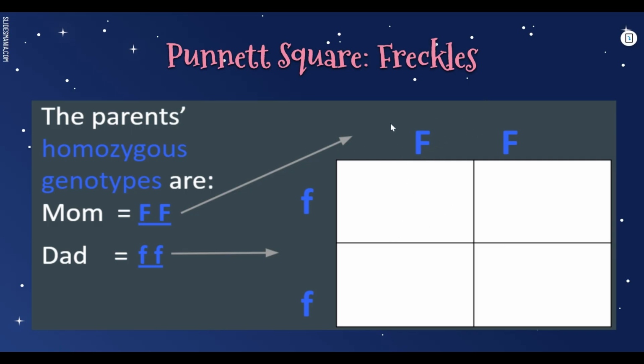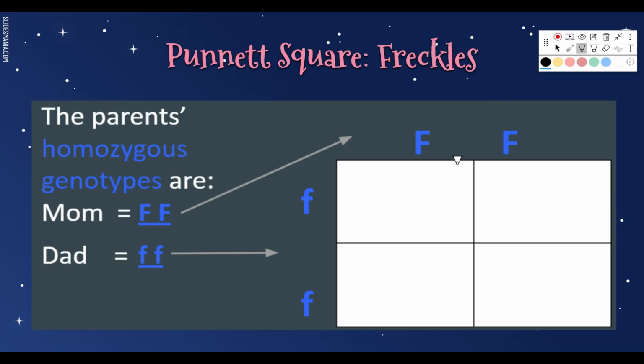So remember, this is going to be the mom right here. This is going to be the dad. And then these four squares just represent what kind of offspring they can have, or what kind of babies they can possibly have. And so when we do this right here, let me bring the writing out.